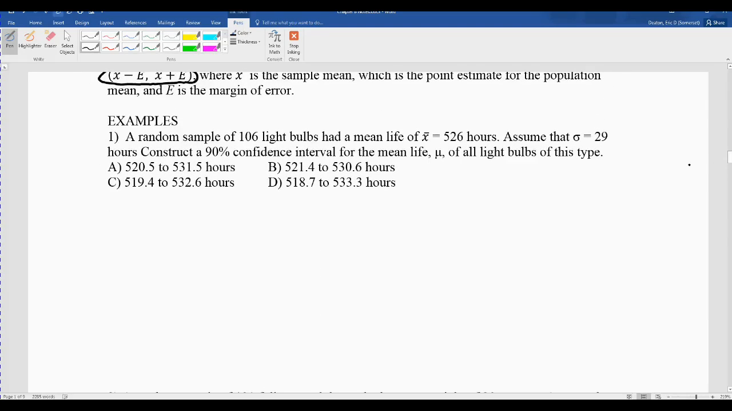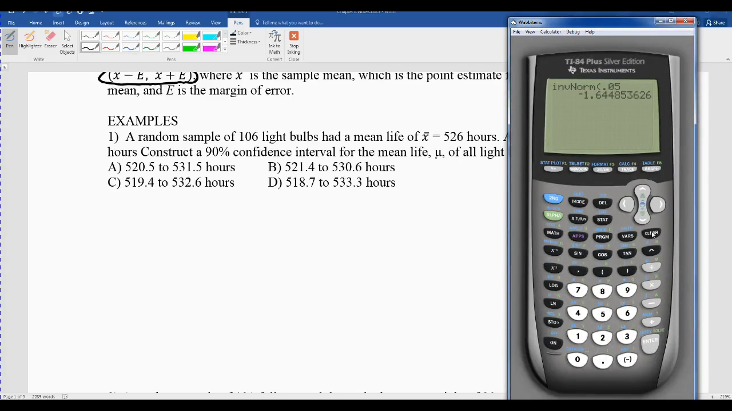Send me an email, post a message or a comment on the video in YouTube, and I'd be more than happy to show you by hand. But I'm going to show you what this calculator can actually do for you.